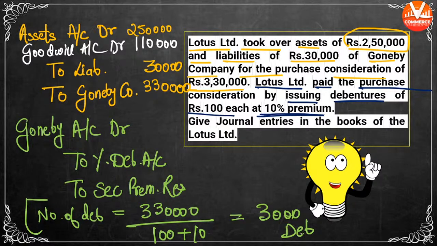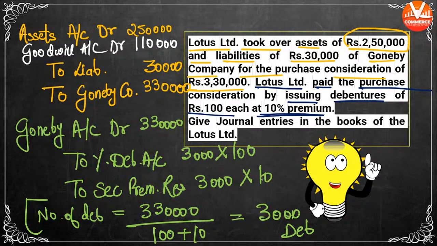So how many debentures we will issue? 3,000 debentures. So we debit goodwill account and vendor account credit 3,30,000; 10% debentures, 3,000 debentures multiplied by the face value 100, and securities premium reserve, 3,000 debentures multiplied by the premium 10 rupees. So this is how you will pass the journal entry in this question. So this is the answer.